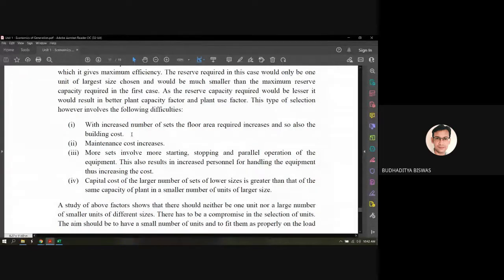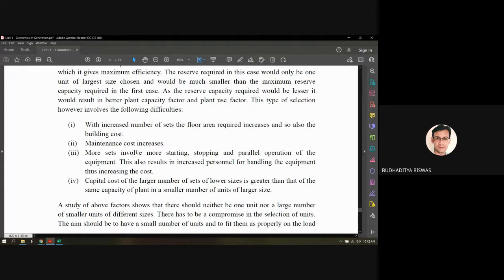This one is actually the answer to why not install more number of units in the power plant? There should be some optimization. We should not install one single unit. We should not install too many units. So optimization should be there. Some compromise should be there. We will discuss it later on. But first, we must discuss the reason why not to increase the generator size.